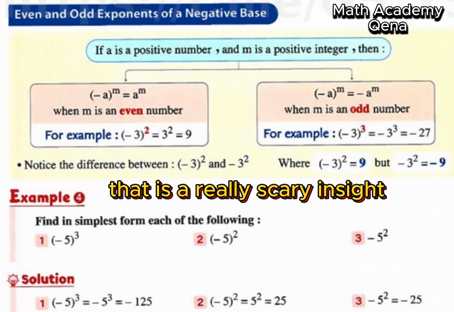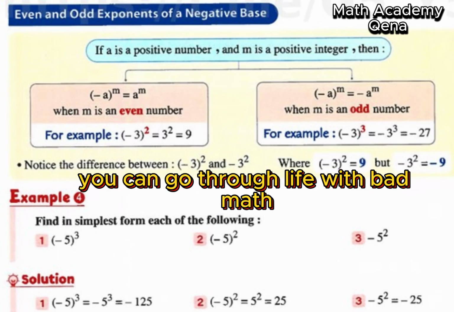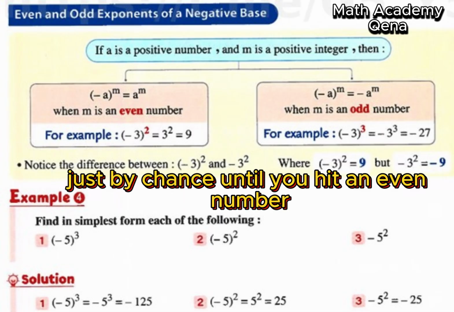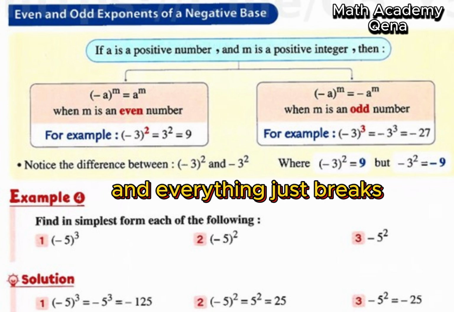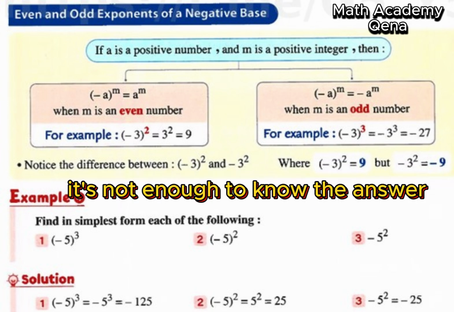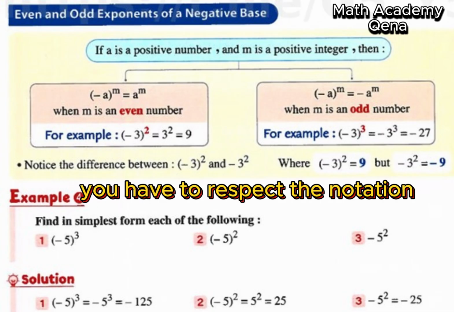That is a really scary insight. You can go through life with bad math grammar and get the right answer half the time, just by chance, until you hit an even number and everything just breaks. That is why the source emphasizes this distinction. It's not enough to know the answer, you have to respect the notation.